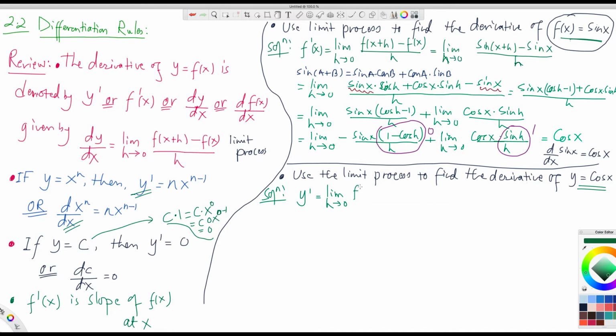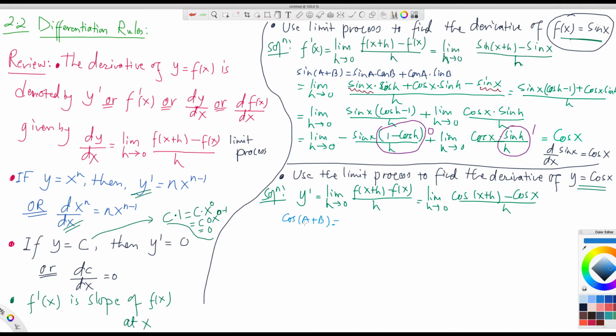And then you do f of x plus h minus f of x divided by h. So what do you get? Limit h tends to 0, cosine of x plus h minus cosine of x divided by h. Similar to the sine, what is the formula for cosine a plus b? Sine of the sum, here it is cosine of the sum.